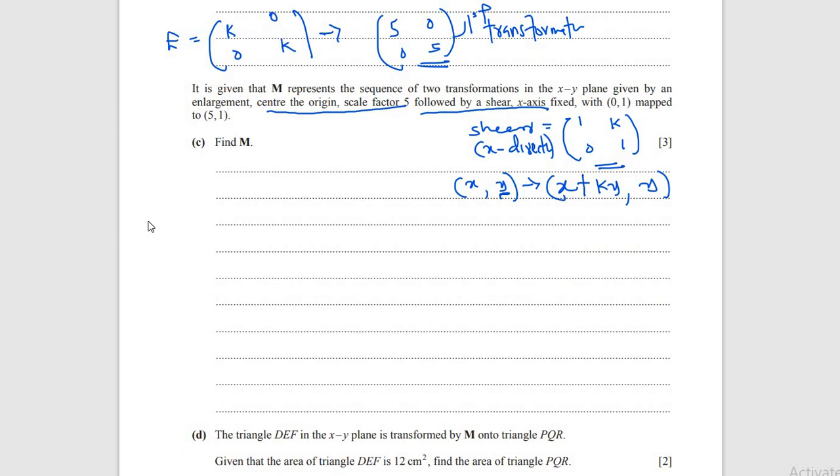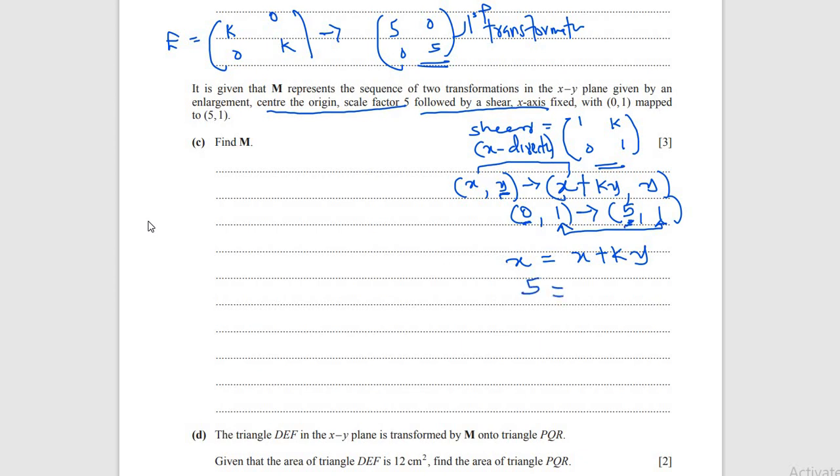So in this case, followed by shear x-axis with fixed (0, 1) mapped to (5, 1). Look at what they said: (0, 1) mapped to (5, 1). When you check the coordinate, the y-value remains the same, 1. So we can easily get the value of k from here. x is 0 and x becomes 5. From my small illustration about shear, x turned to x plus ky.